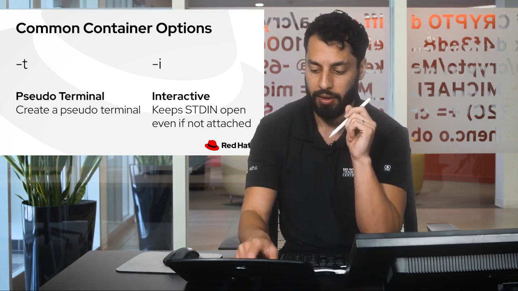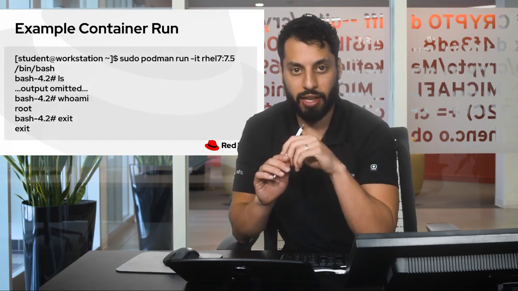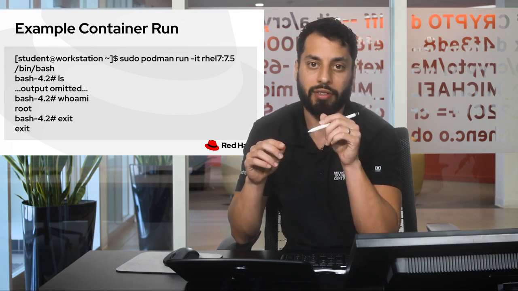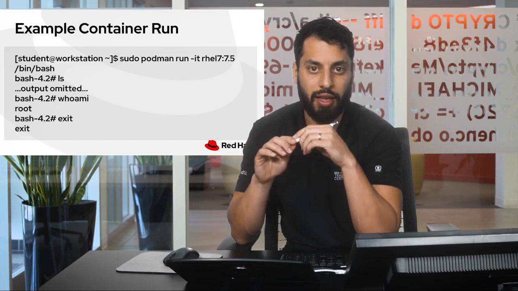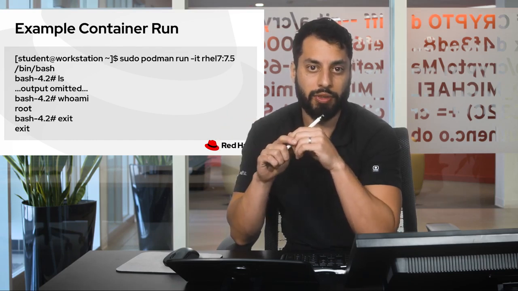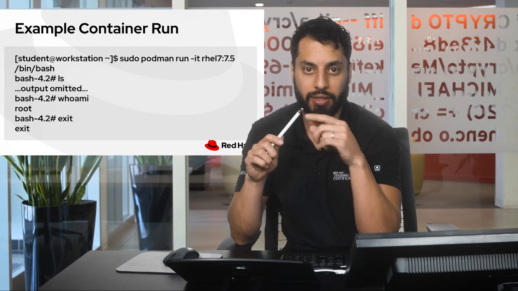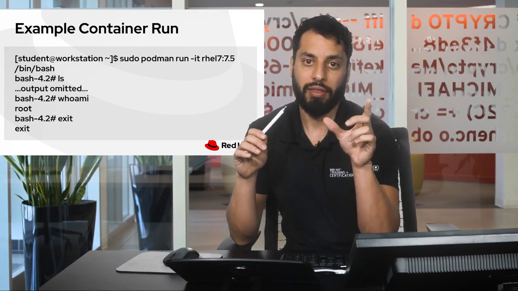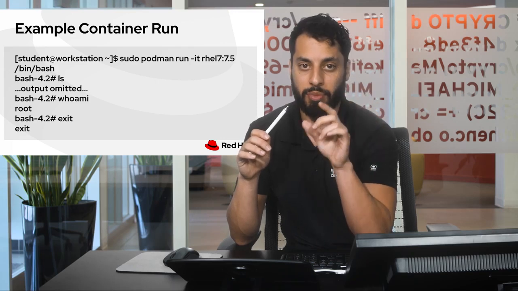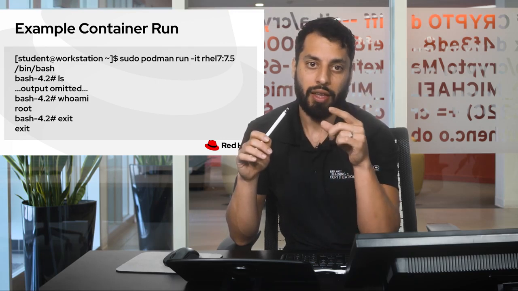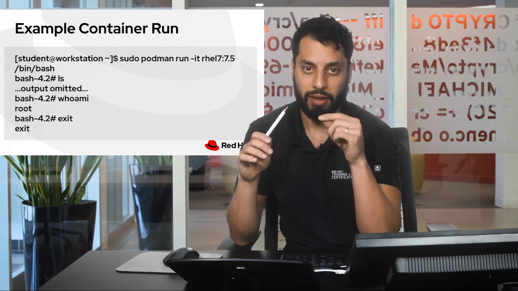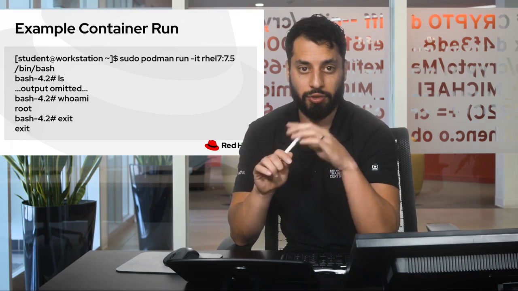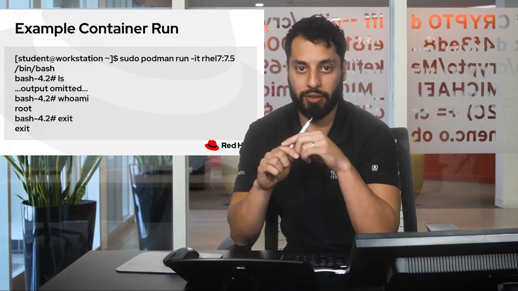So here's an example of a container run. We're running podman run -IT rel7:7.5. 7.5 is the tag, and then we're running /bin/bash. So what this is doing is creating a container that is based on rel 7. We're running it interactively, and then we are using /bin/bash to override the entry point and to start a bash shell within the container. So those subsequent commands I'm running, ls, whoami, and exit, are all being run within the rel 7 container.